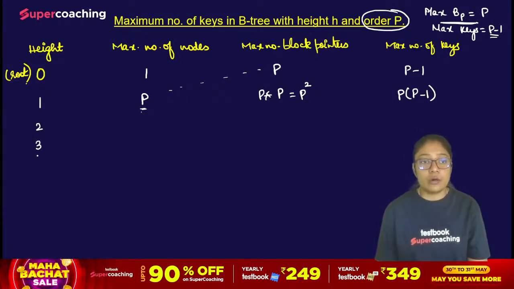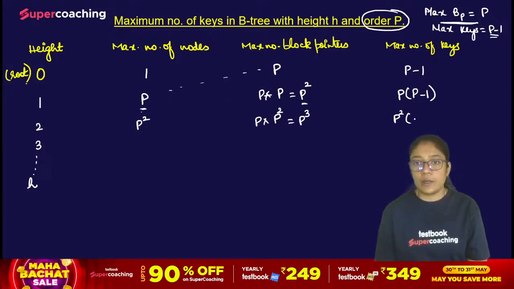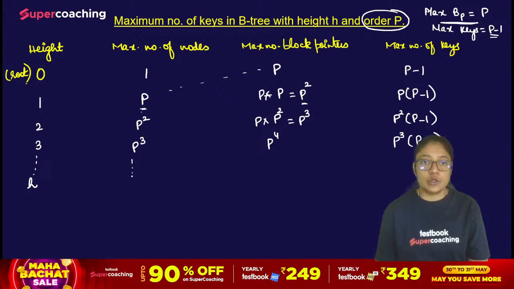Similarly, we'll find out for up to height h. We'll get the series, we'll take the sum. So here the number of nodes will be P square, the number of block pointers will be P into P square, that comes out to be P cube, and here the keys will be P square into P minus 1. Then P cube nodes, P raised to power 4 block pointers, and P cube into P minus 1 keys. If it's height 3, then it's raised to power 3; height 2 is raised to power 2. Height h means P raised to power h.